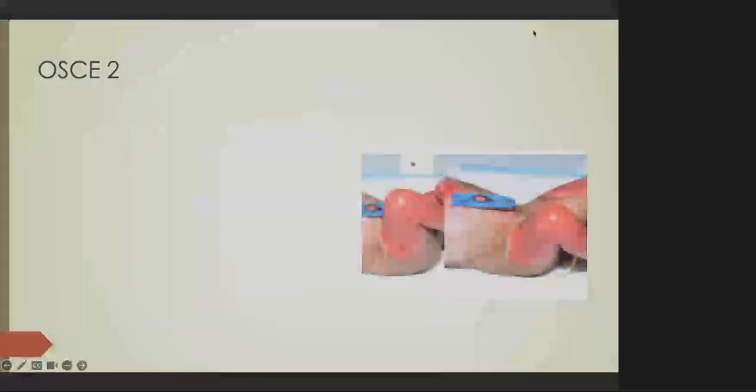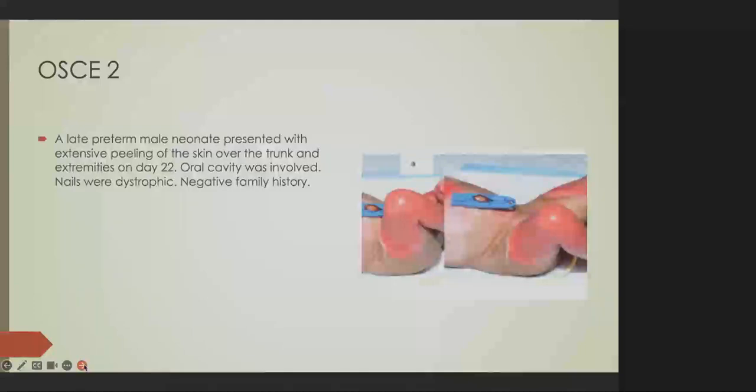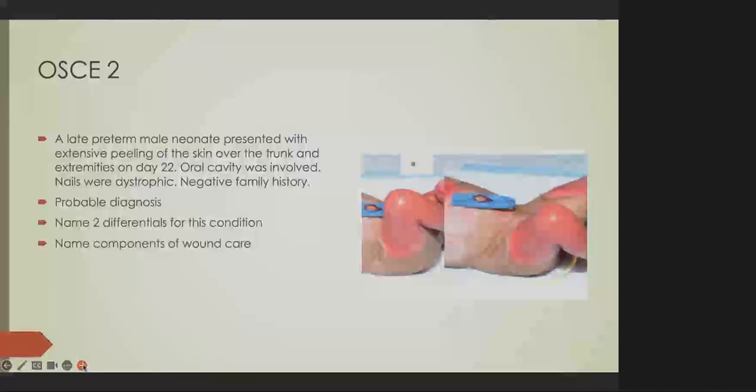Yeah, so coming to the next OSCE. A late preterm male neonate presented with extensive peeling of the skin over the trunk and extremities on day 22. The oral cavity was involved, nails were dystrophic, and there was a negative family history. So what is the probable diagnosis? Name two differentials of this condition and the components of wound care.